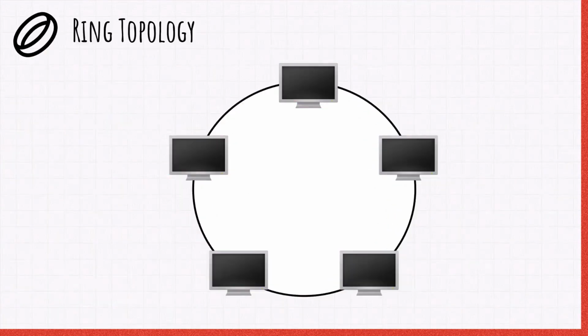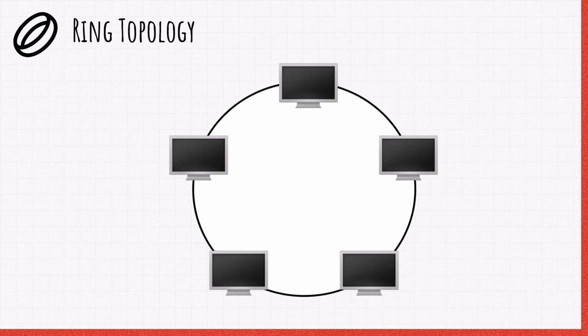A ring topology is a network configuration where devices' connections create a circular data path. Each network device is connected to two others, like points on a circle. Now together, devices in a ring topology are called a ring network.